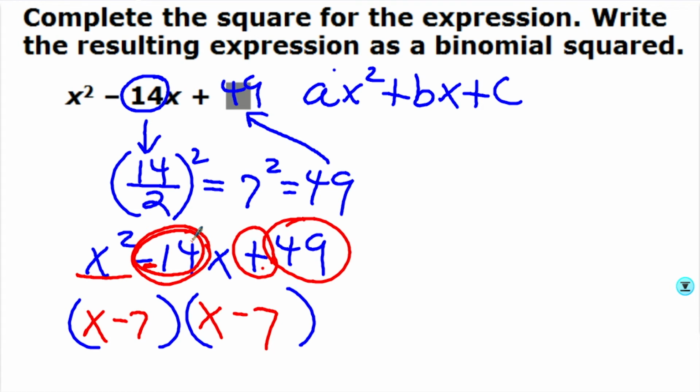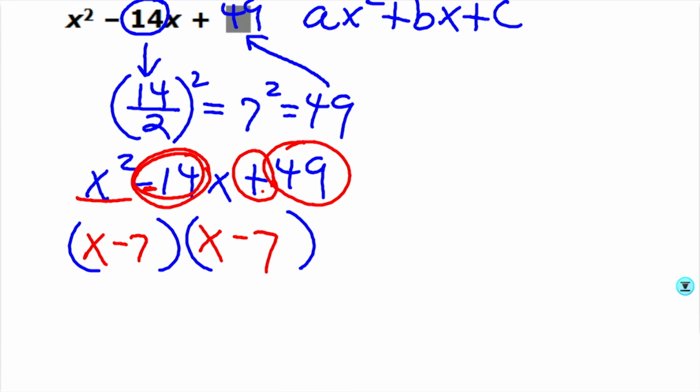Also, the goal of completing the square is giving us two binomials that are exactly the same, which we have. Now we want to do just one more step. We want to write this as x minus 7 quantity squared. And that is how we do completing the square for a quadratic equation.